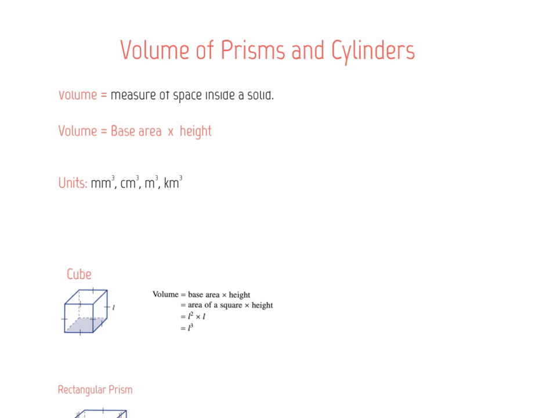Hey everyone, in this video we will have a look at volume of prisms and cylinders. So a volume is a measure of space inside a solid. We need to calculate the base area and times that by the height when we're looking at prisms and cylinders. The units of measurement that are used are either millimeters cubed, centimeters cubed, meters cubed or kilometers cubed.